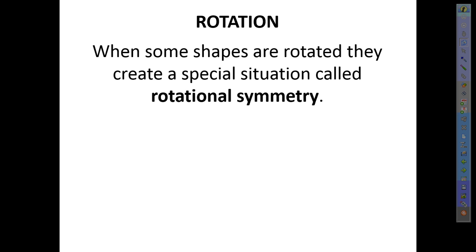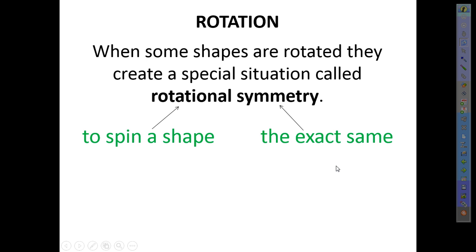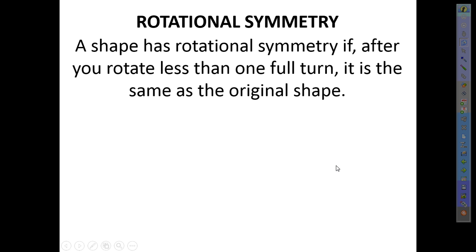Now, just like yesterday, reflectional symmetry was when it was reflected, it was the exact same shape. Rotational symmetry is when it's rotated, it's exactly the same. It ends up looking exactly the same. So rotational is to spin a shape, and symmetry is exactly the same. A shape has rotational symmetry if, after you rotate it less than one full turn, it is the same as the original shape. Because we know if we do a 360, we're back where we started. It's the exact same situation.